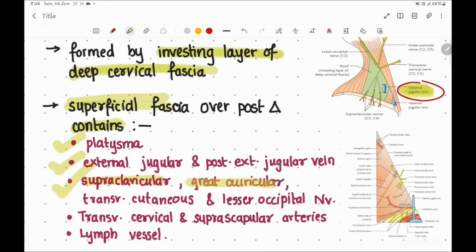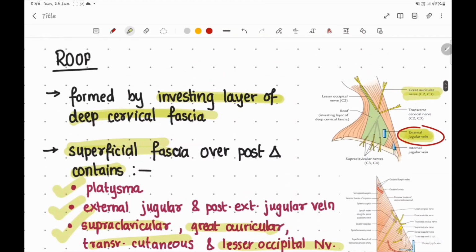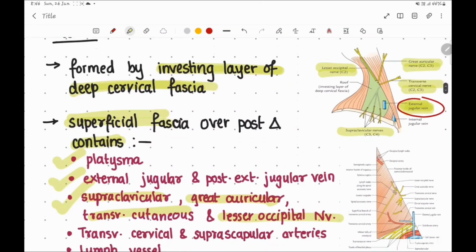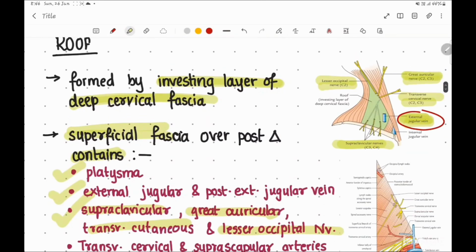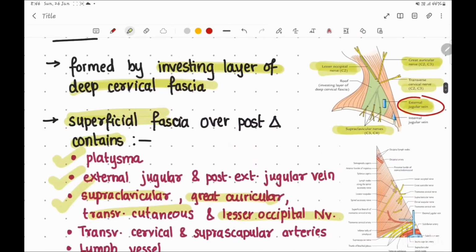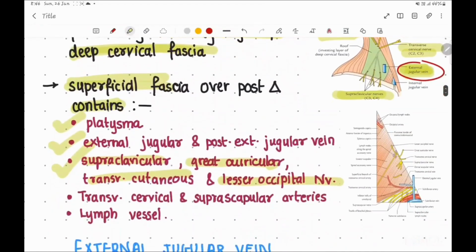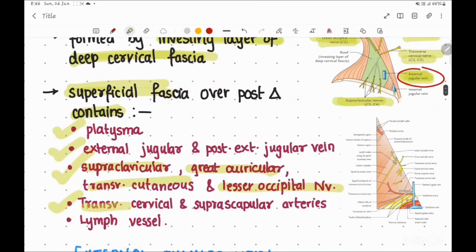Then you have next structure, that is supraclavicular, greater auricular, transverse cutaneous, lesser occipital nerve. All of these nerves you can see in the diagram. There is supraclavicular nerve, there is great auricular nerve, there is lesser occipital nerve. All of the important nerves are present over here.